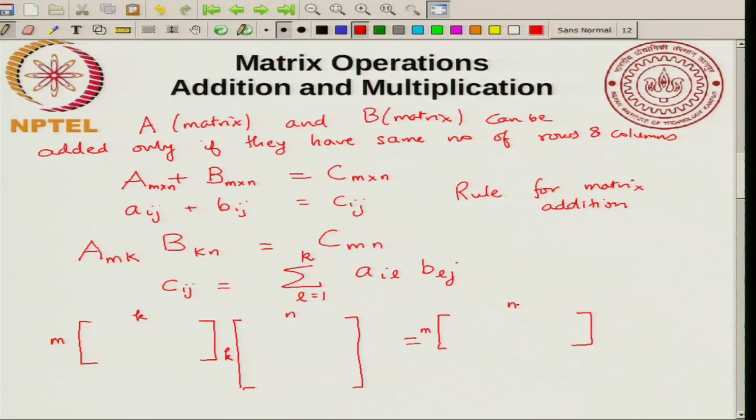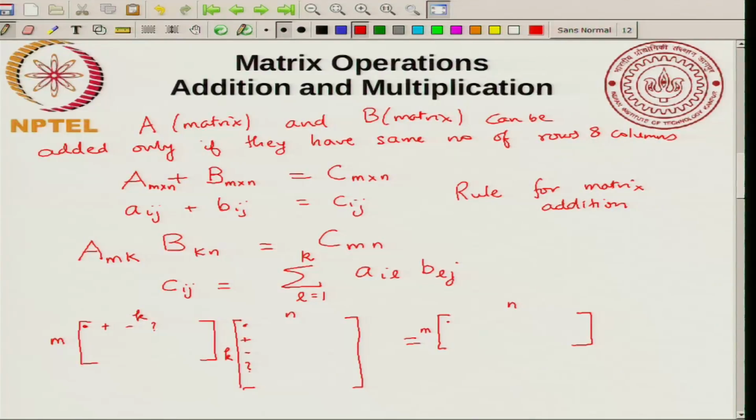The way you get it is you take the elements of the row and you multiply them by the elements of the column. Suppose I want to find the first element of this matrix. Then I have to take the elements of the first row and the first column and multiply. First I multiply these two, then I multiply these two, then I multiply these two, and I go on and on.